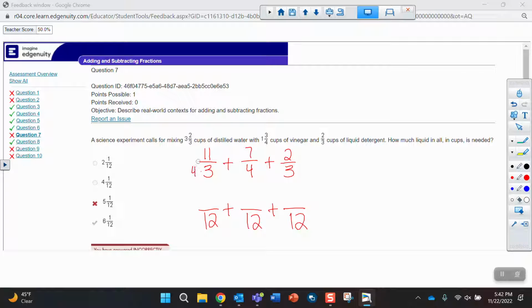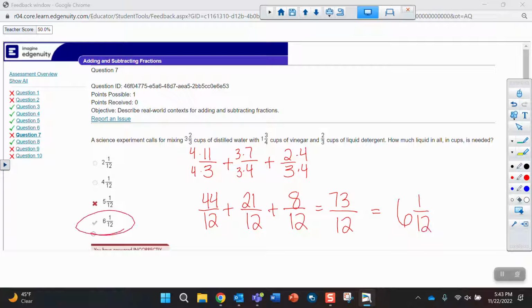And I multiply the bottom and top by 4. Here I'm going to multiply the bottom and the top by 3, and again by 4. So across the top, we are just adding 44 plus 21 plus 8, and that gives us 73/12. And answers here are back in mixed numbers. So 12 goes into 73 6 times. 6 times 12 is 72, so that's going to leave 1/12 left over.